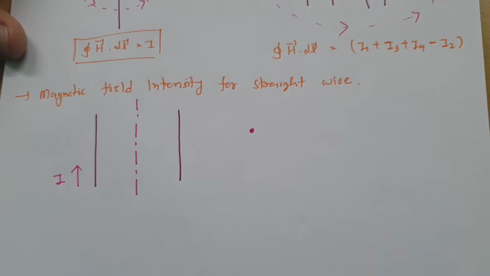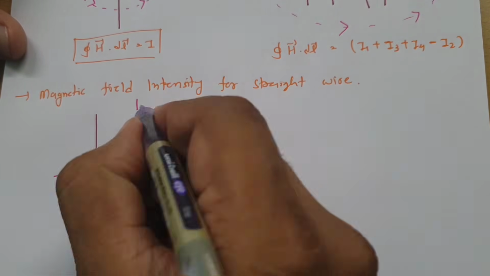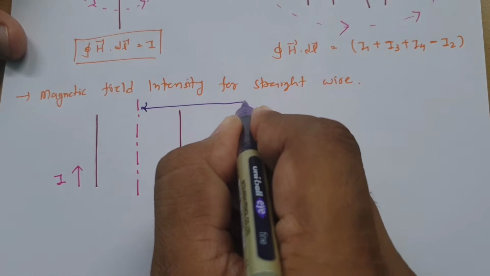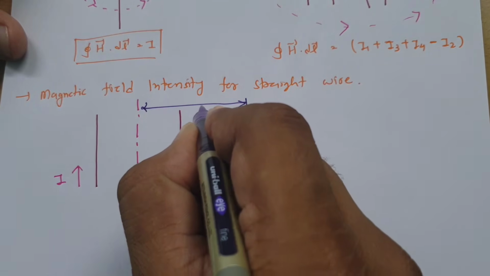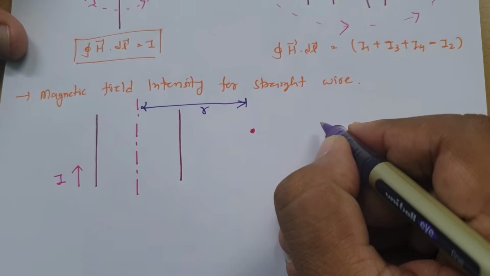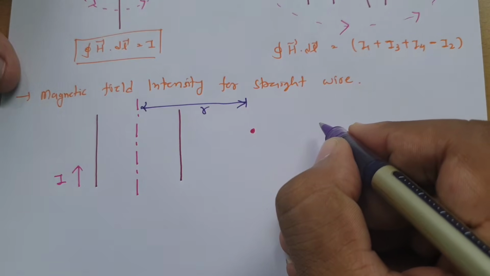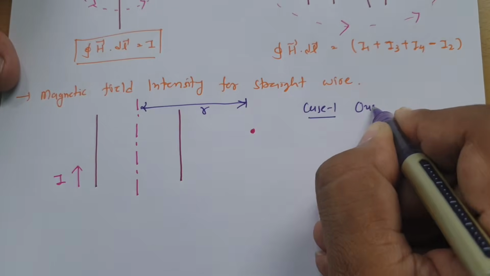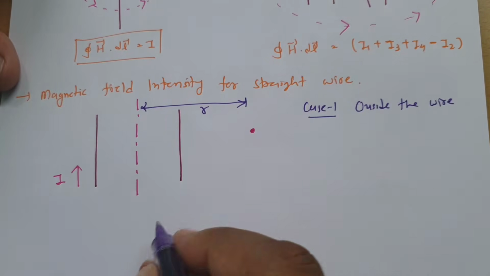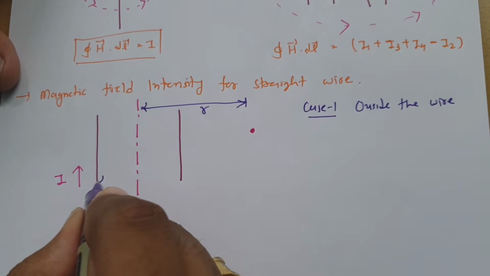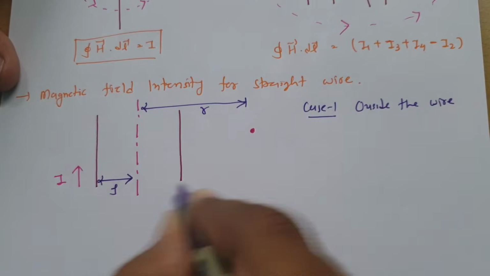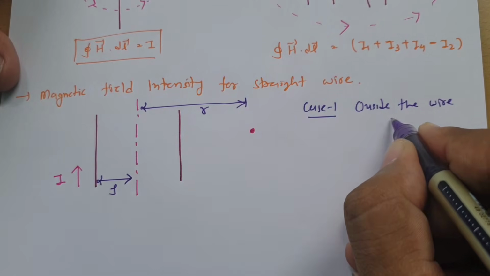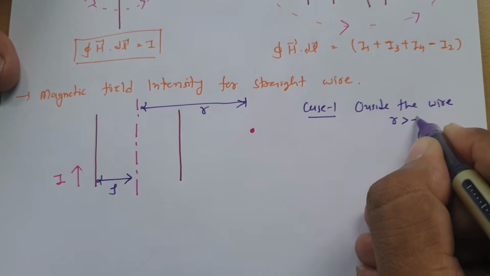So the first case is the magnetic field intensity outside the wire. Let us say this is distance r. We can calculate the magnetic field intensity outside the wire, where if I say the radius of this wire is rho, then for outside the wire, r will be greater than the radius.